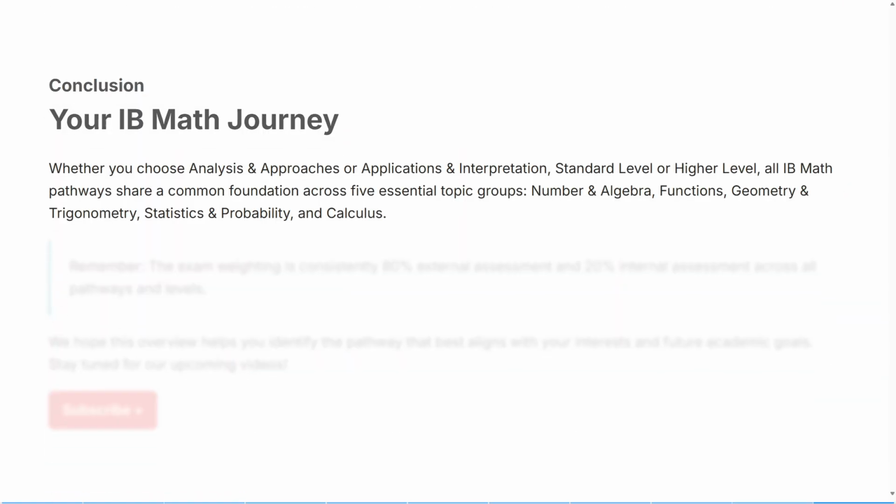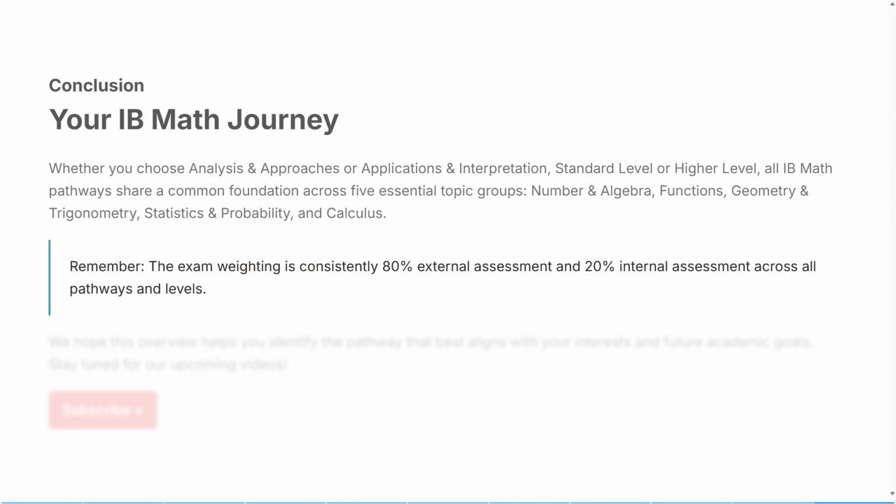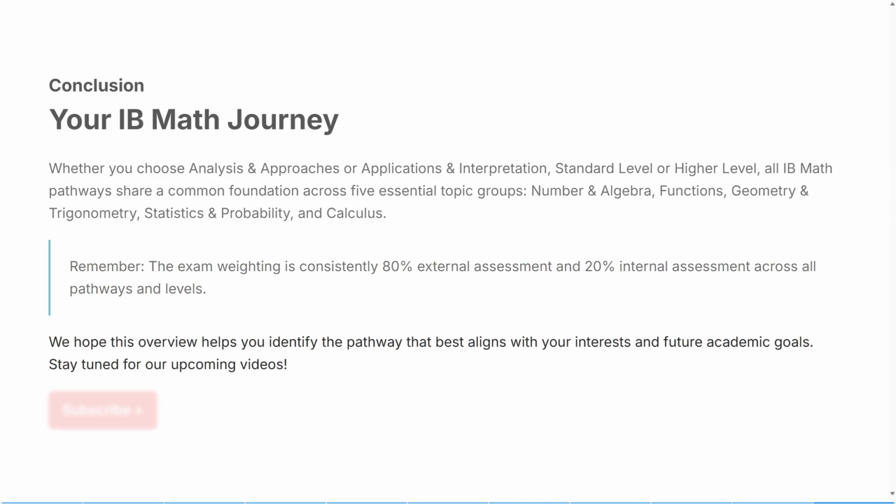So whether you choose analysis and approaches or applications and interpretation at standard or higher level, all IB Math students share the same 5 topic groups: number and algebra, functions, geometry and trigonometry, statistics and probability, and calculus. The weighting is always 80% exams and 20% internal assessment. Hopefully this gives you a clear picture of what to expect in IB Math.